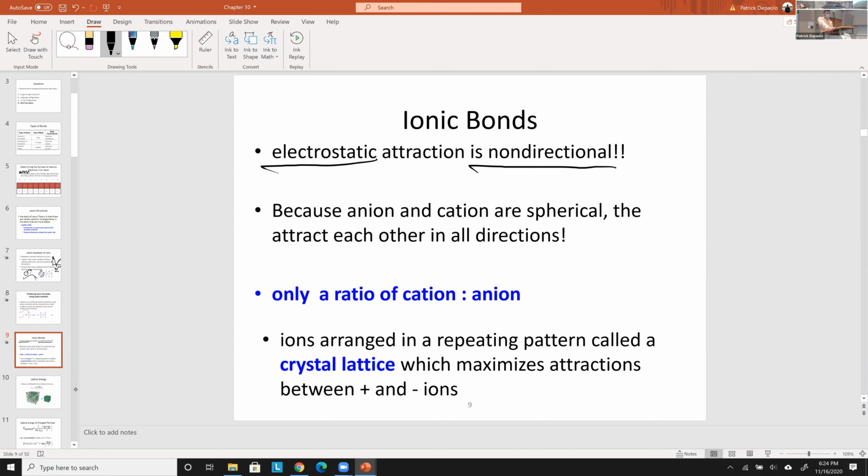Because they're spherical, they attract in all different directions. And they all have a crystal lattice, so they arrange in repeating patterns. Different salts like NaCl have their own crystal lattice. We'll talk about that more in chapter 13, I think, where we'll talk about lattice energy. We'll talk about that here a little bit too. But we'll talk about lattice structures, body-centered cubics, face-centered cubics, and different types of lattices.